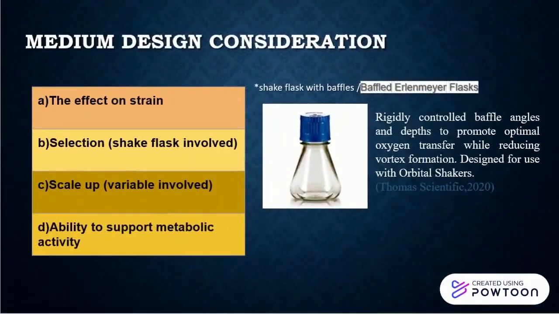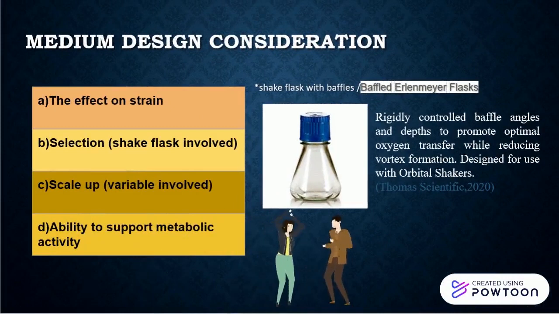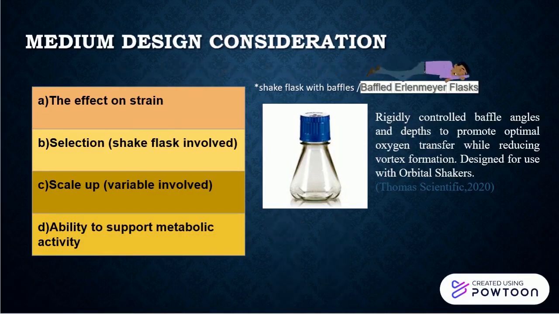For medium design, we need to consider the medium's effect on the strain, aperture selection, scale-up aspects, and ability to support metabolic activity. For example, to culture aerobic non-lactose fermenter bacteria, we shouldn't use media with lactose and should use a buffer to promote optimal oxygen transfer. It also contains essential amino acids and is properly redesigned to scale up, such as increasing the substrate concentration to increase output products.